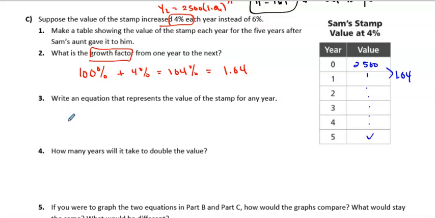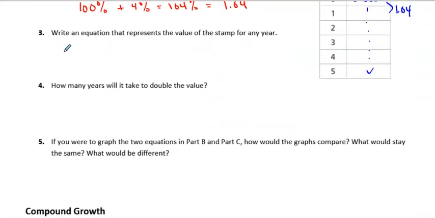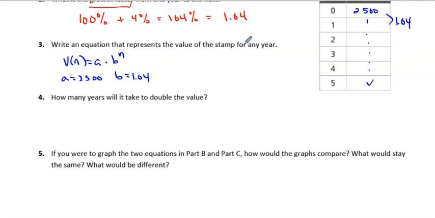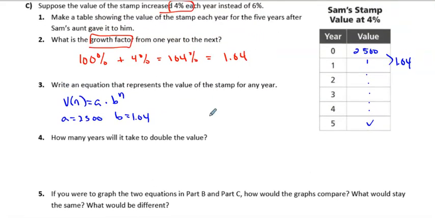So again, the variables we used were v and n, so v of n equals a times b to the n power. A is still 2500. B this time is going to be 1.04, right? Because our growth rate has now changed to 1.04 because our increase is only 4%. And let's get our equation now. So we have v of n equals my y-intercept, right? Whenever you have 0, that's your y-intercept. 2500 times 1.04 to the n power.